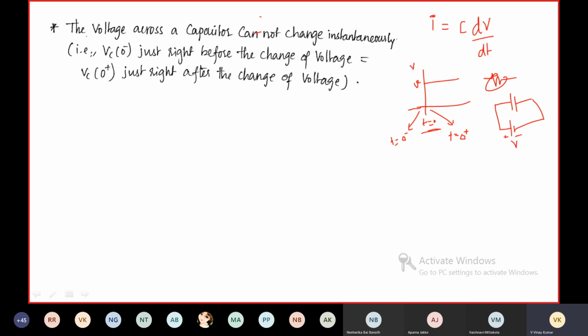The voltage across a capacitor cannot change instantaneously. Means if voltage changes instantaneously, you have to get a change in voltage within zero time, from t is equal to 0 minus to t is equal to 0 plus. This duration is called zero time. Almost it is zero time, due to the application of sudden voltage.